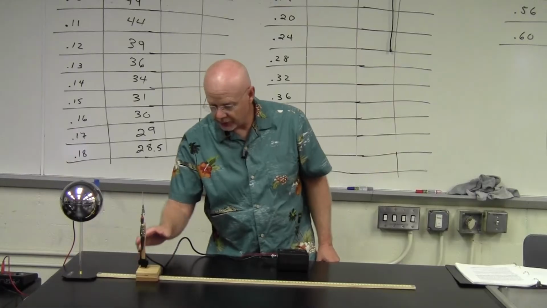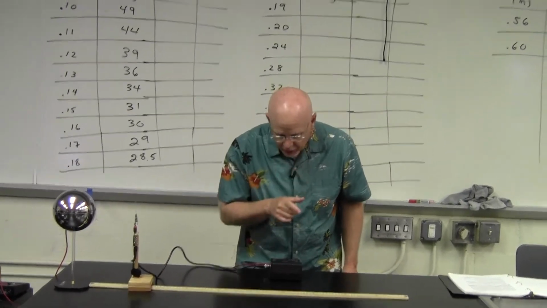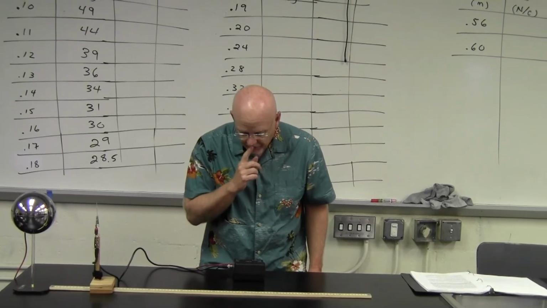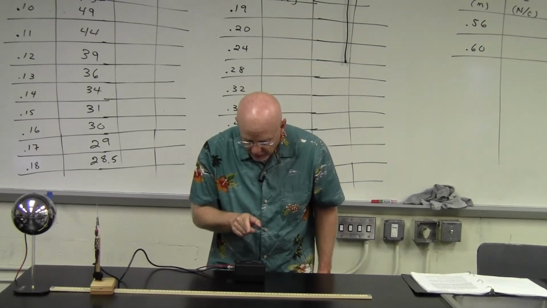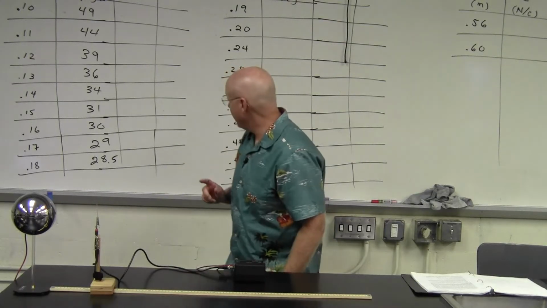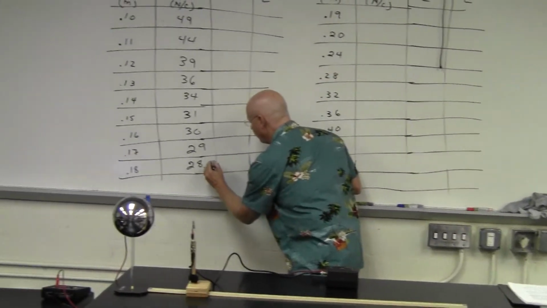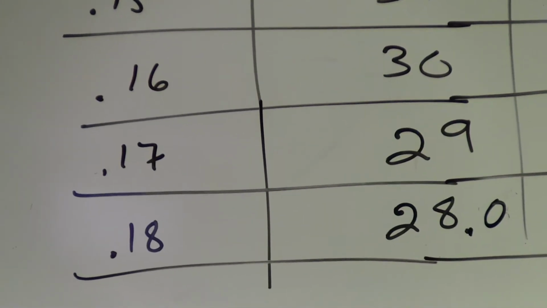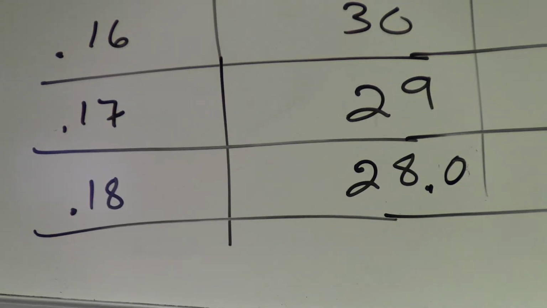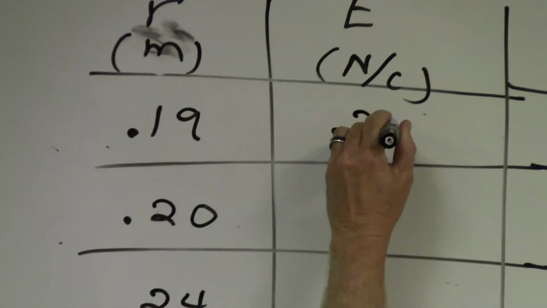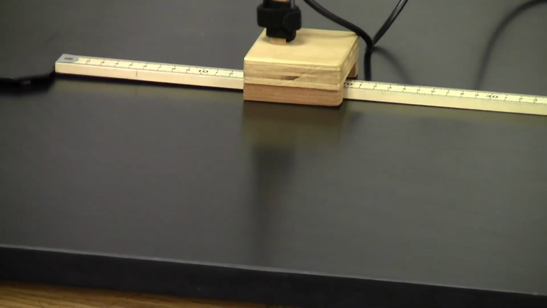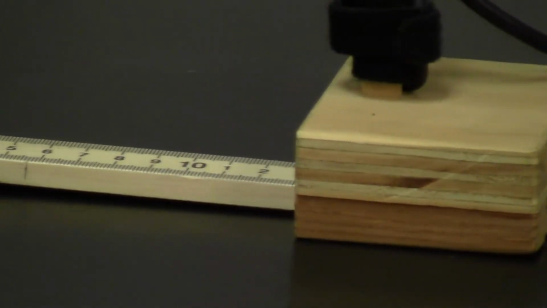So let me go to 19, which would be a 20. Oh, I'm sorry. 1, 2, 3, 4, 5. I read that wrong. That's a 28.0. Okay. Let me read this one then. So this would be 2, 4, 6, 7. So this is a 27. 26.